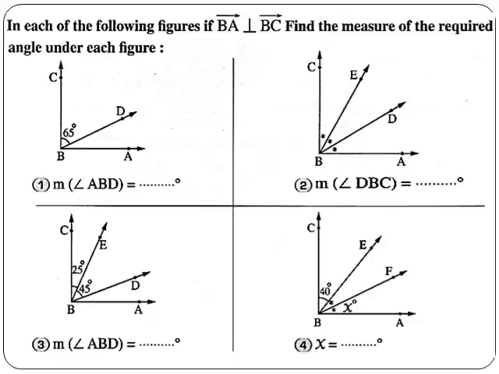Here in each of the following figures if BA perpendicular to BC. What is the meaning of perpendicular? The sign of perpendicular. That means the measure of the angle is 90. So the angle CBA is 90 or ABC is 90 degree. This is the meaning of perpendicular.